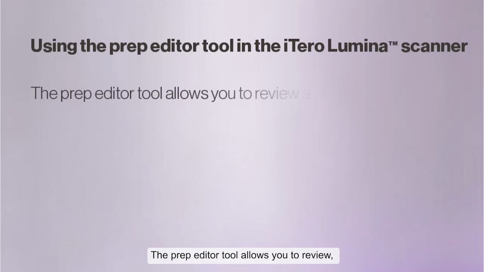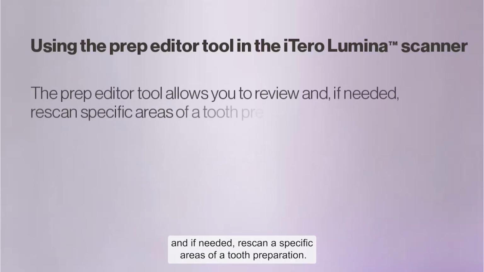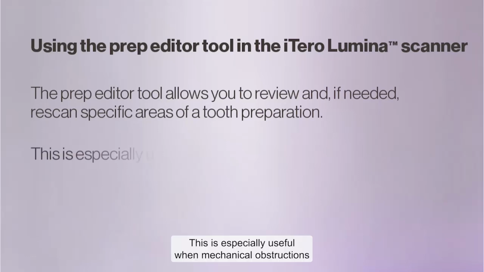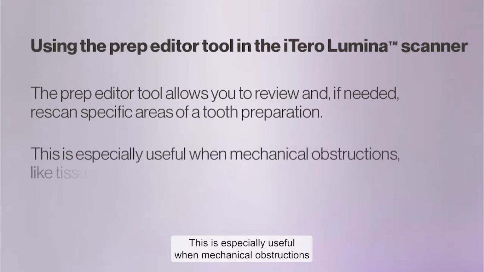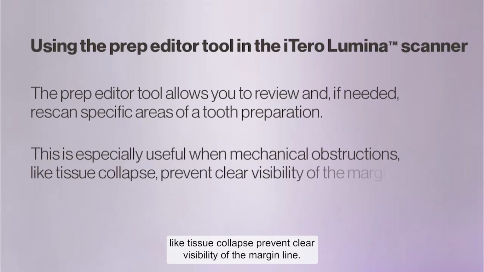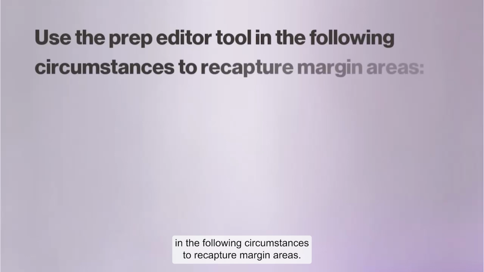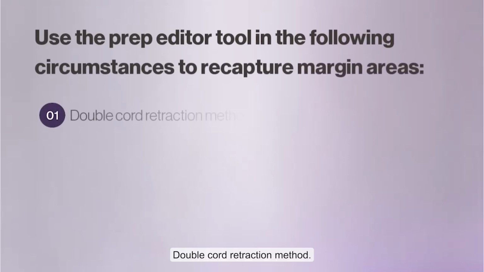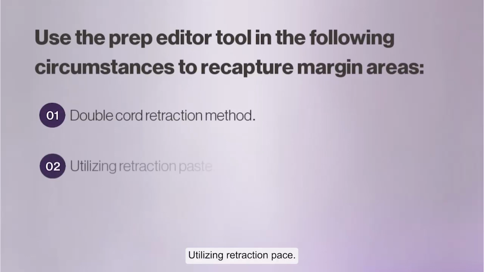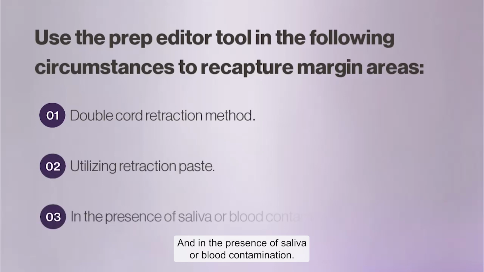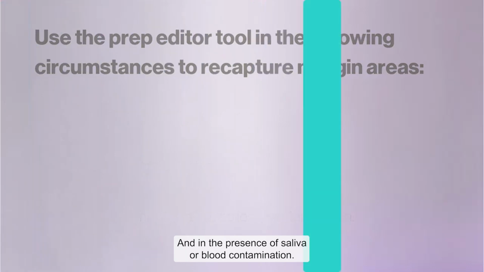The Prep Editor tool allows you to review, and if needed, rescan specific areas of a tooth preparation. This is especially useful when mechanical obstructions, like tissue collapse, prevent clear visibility of the margin line. The Prep Editor tool can be used in the following circumstances to recapture margin areas: double cord retraction method, utilizing retraction paste, and in the presence of saliva or blood contamination.